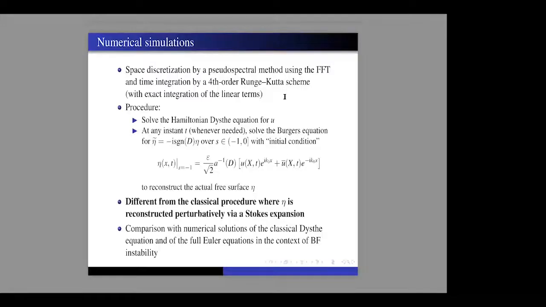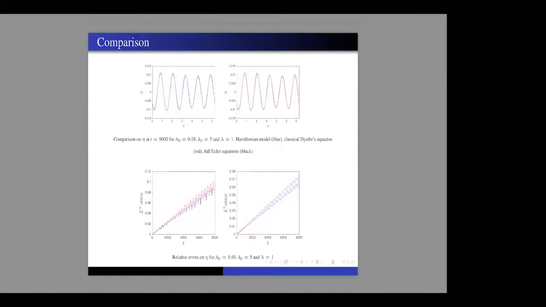All right, so next I'm going to validate the model by comparing with numerical solutions of the classical Dysthe equation and the full order equations in the context of the Benjamin-Feir stability for Stokes waves. All right, so here's the first set of results.